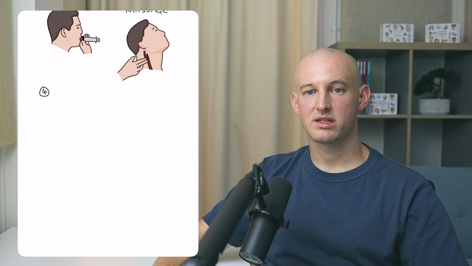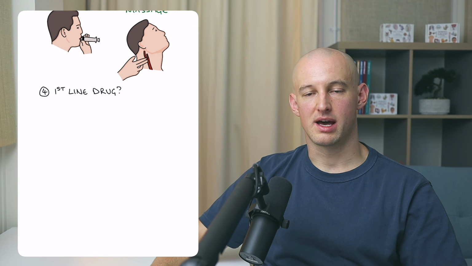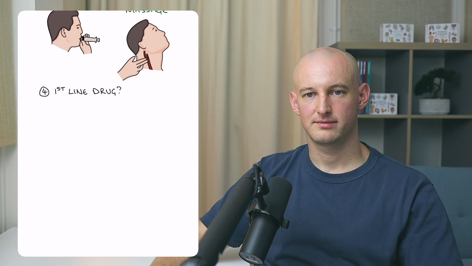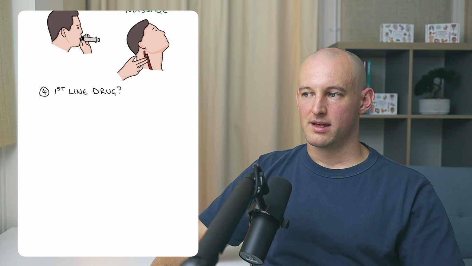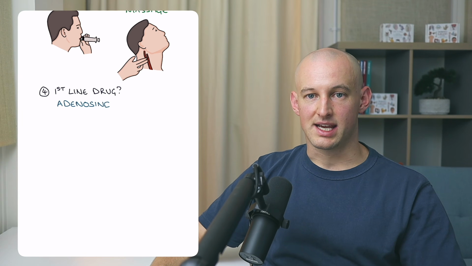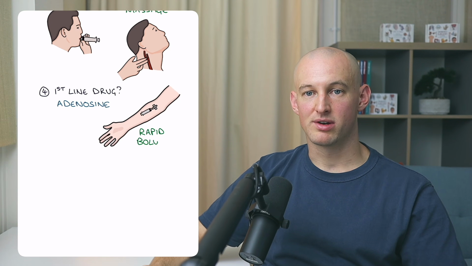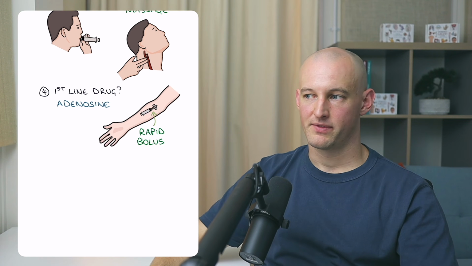Question 4. What's the first-line medicine for acute treatment of this condition? The first line is adenosine, and this is given by a rapid bolus IV injection into a large proximal cannula, so often in the antecubital fossa.